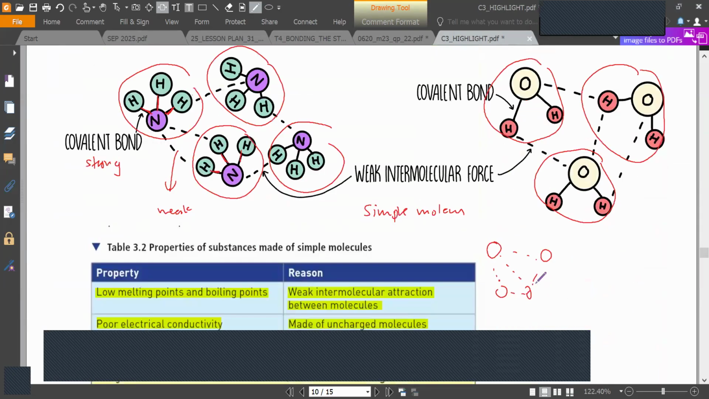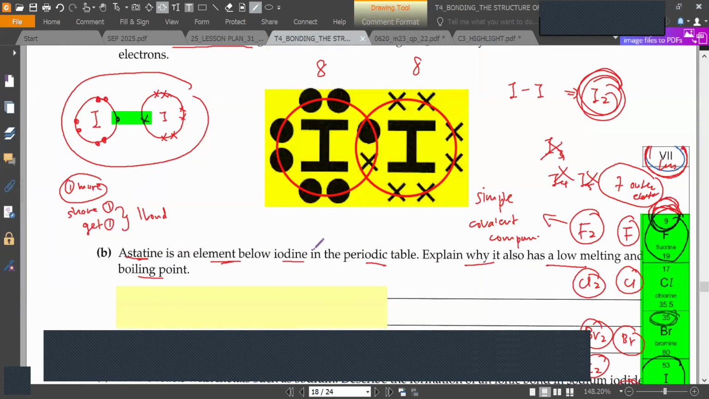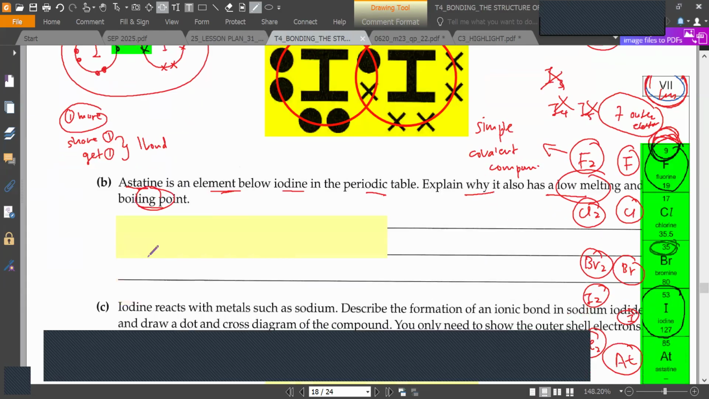So simple covalent compounds have weak intermolecular forces. Because of that, they will have low melting and boiling points. This is the main point. Why do they have low melting and boiling points? Because of the weak intermolecular forces.